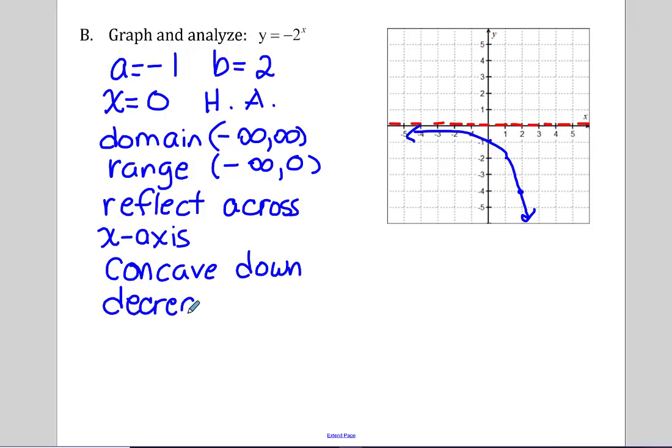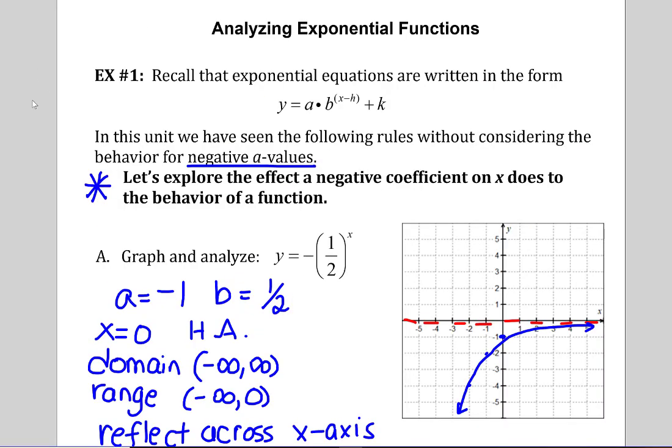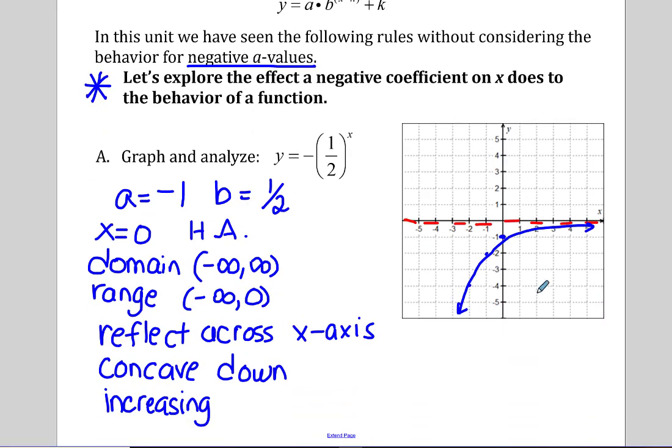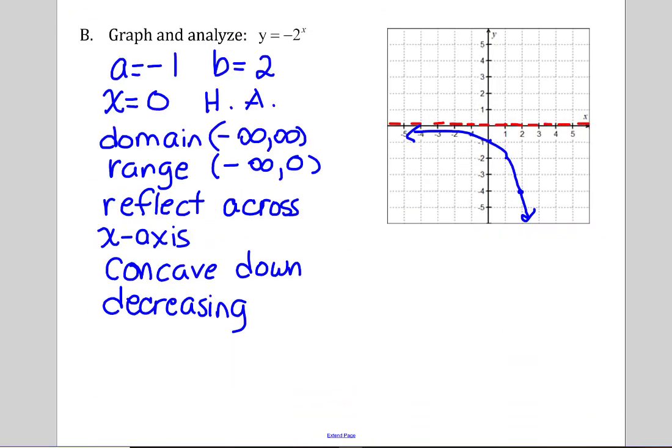It's decreasing. Okay, can we say anything else about it? It's pretty much the same thing that I did on here. All right.